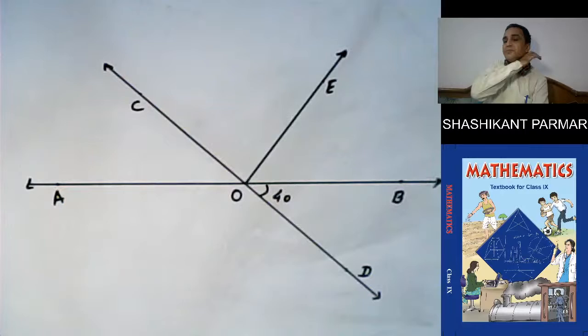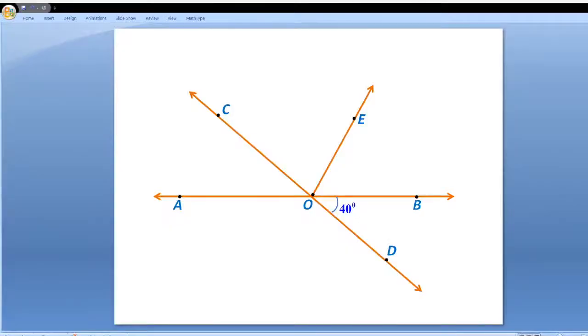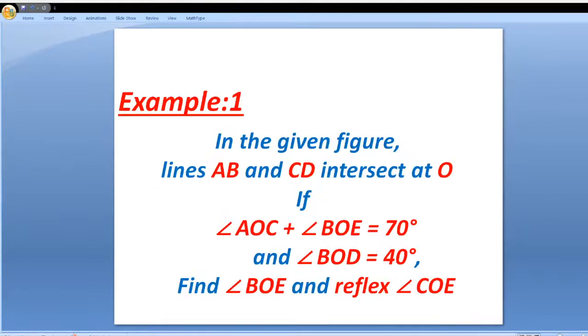Now what we have given. Angle AOC plus angle BOE is equal to 70 degrees. Angle BOD is equal to 40 degrees. And reflex angle COE.